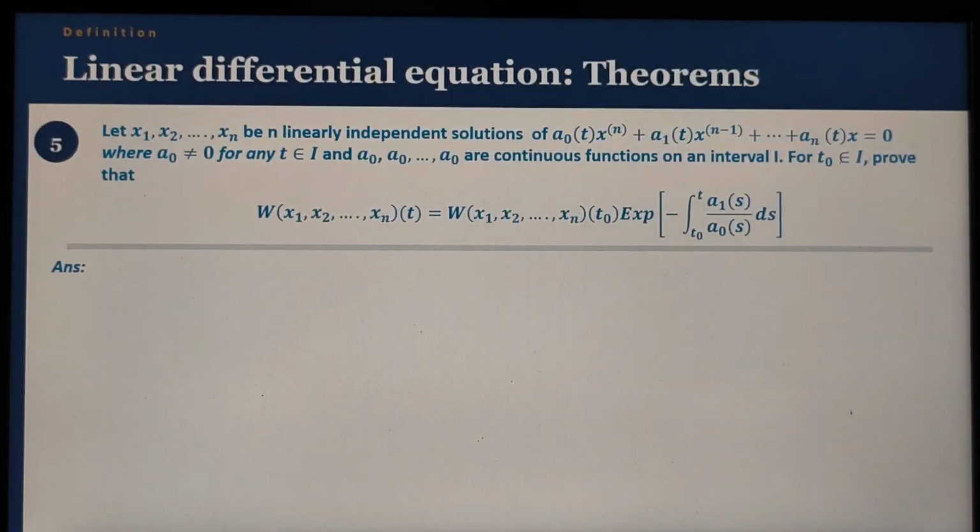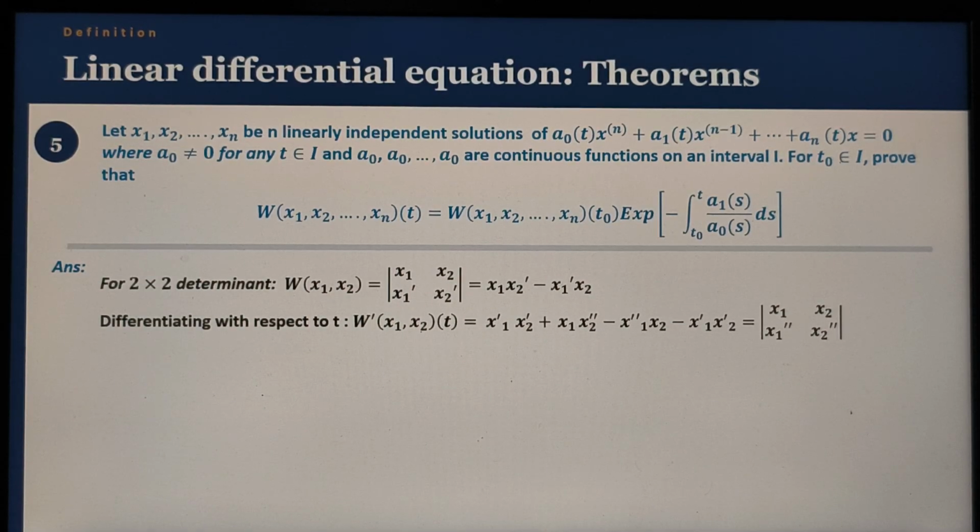Okay, so next question is, let x1, x2, ..., xn be linearly independent solutions of a0(t) x^(n) plus a1(t) x^(n-1) plus ... plus an(t) x equal to 0, where a0 not equal to 0 for any t belongs to I, and a0, a1, ..., an are continuous functions on an interval I, for t0 belongs to I. Question is, prove that W(x1, x2, ..., xn)(t) equal to W(x1, x2, ..., xn)(t0) exp minus integration t0 to t a1(s) by a0(s) ds.